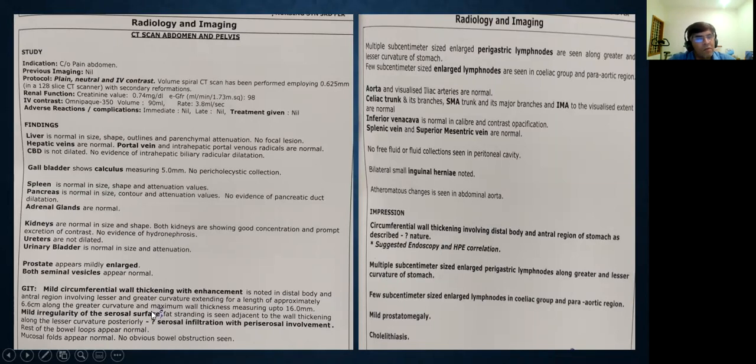There was circumferential wall thickening in the distal body and antral region, involving lesser and greater curvature, extending for a length of approximately 6.6 centimeters, with maximum wall thickness around 16 mm. There was a serosal infiltration with periserosal involvement. There were multiple enlarged perigastric lymph nodes, and mild prostatomegaly and cholelithiasis as explained. There was a calculus measuring 5 mm, however no pericholecystic collection.